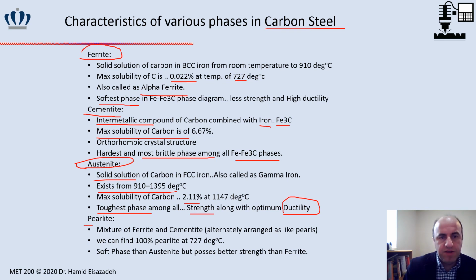And then we have pearlite, a mixture of ferrite and cementite. They are arranged like a pearl. We can have 100% pearlite at 700 degrees Celsius. This is the eutectoid point. It's a soft phase compared to austenite, but it's a little harder than ferrite, because it contains cementite in that mixture.